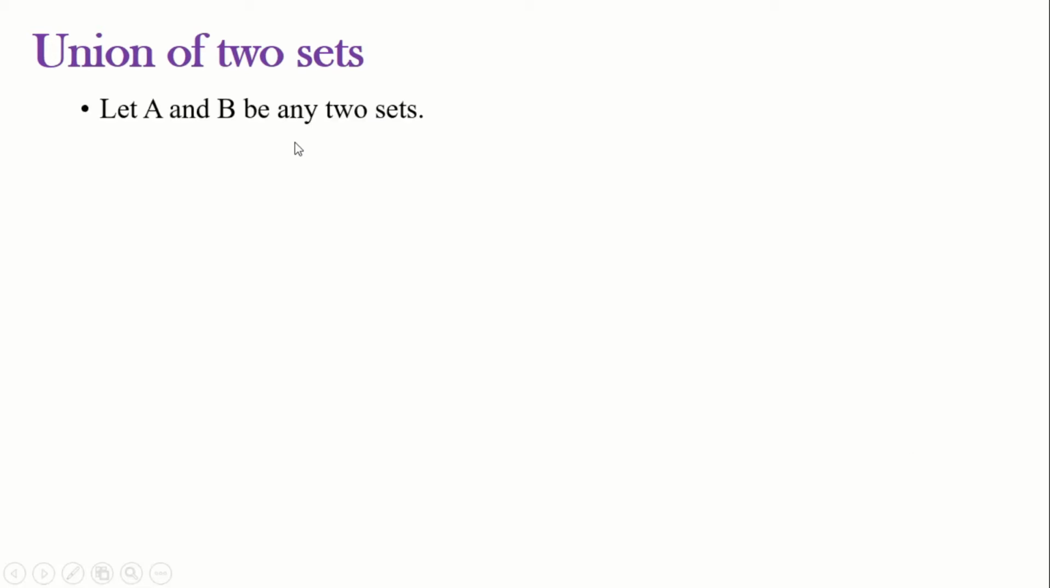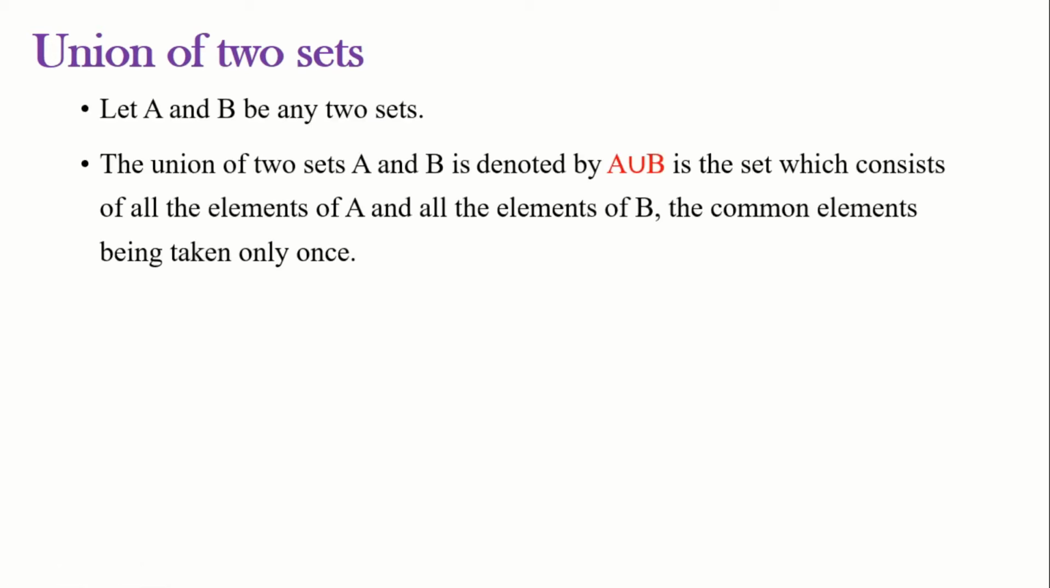Let A and B be any two sets. The union of two sets A and B is denoted by the symbol A ∪ B. It is the set which consists of all the elements of the two sets A and B, and the common elements of the sets A and B are taken only once. The symbol ∪ is used to denote the union.